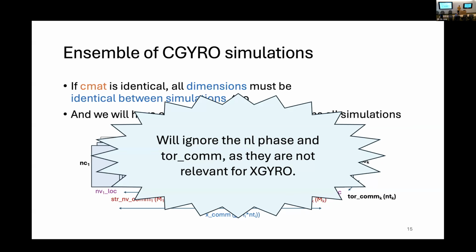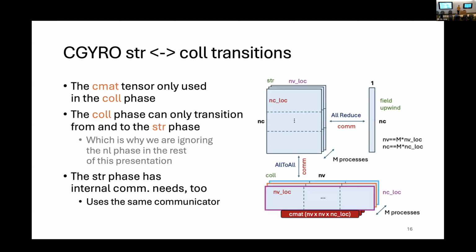Now, I will ignore the toroidal communicator, the one on NT, simply because there is never a reason why you would need CMAT for that. And it comes down to how the various transitions between different phases are.